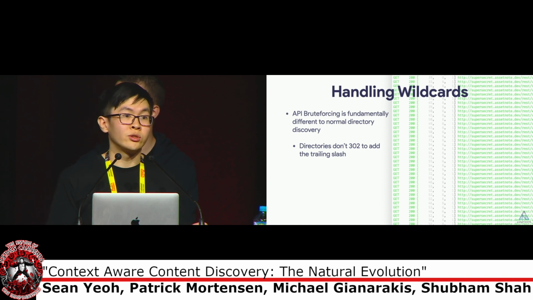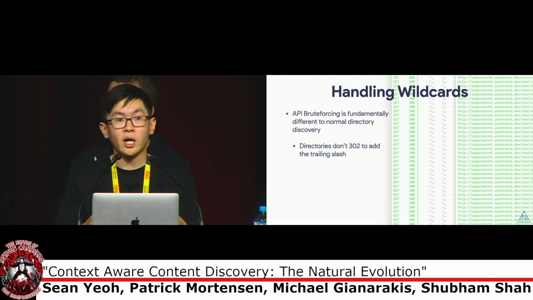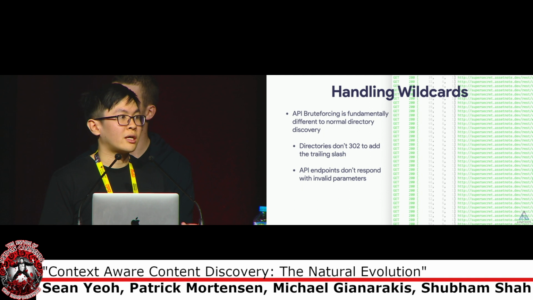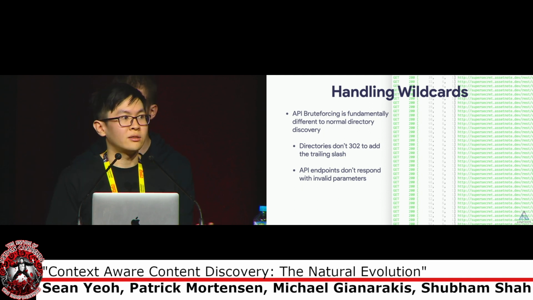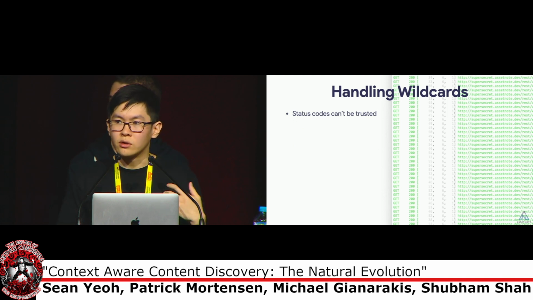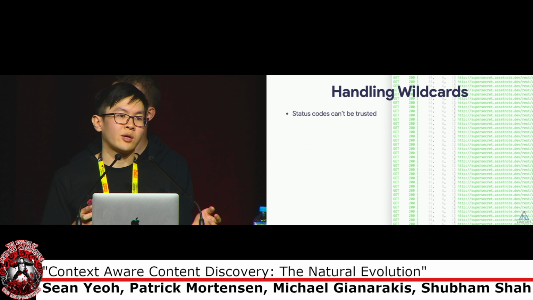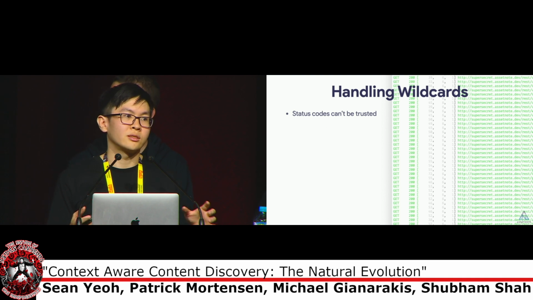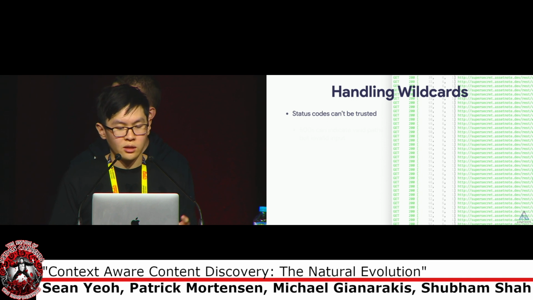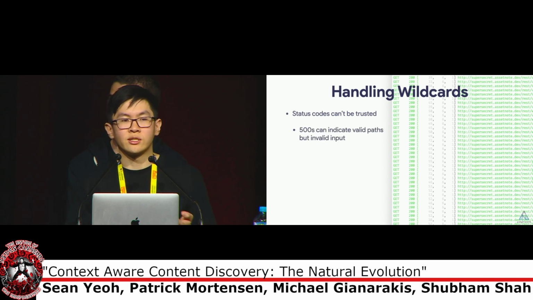Previously, they would 302 if a directory gave you the full path, but not the appending slash. Or you would have APIs that just straight up don't respond unless you supply the right endpoints or the right headers or even the right body type. And even more so, the current brute forcing landscape attempts to address wildcards and invalid results using status codes. But in this landscape, you can't really trust status codes at all.